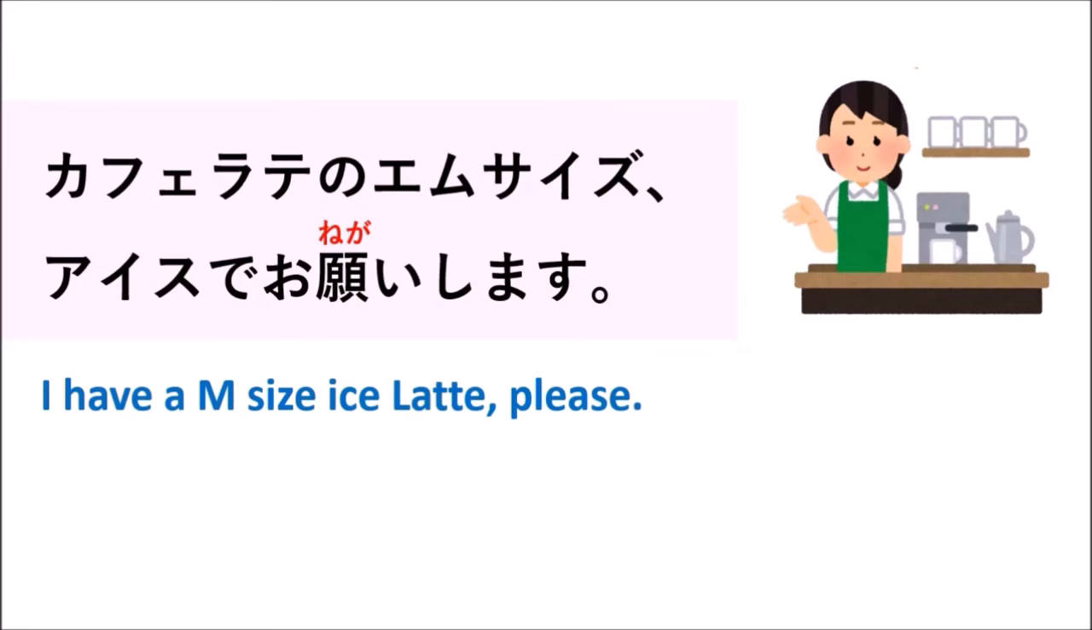So in this case, if you enter the coffee shop, they will have a menu. So first you look at the menu and you say the name of the menu and the size. In here they say M size, which means M size, right? And the name of the menu is cafe latte. So, and after that you follow by onegaishimasu. Onegaishimasu, which means please.